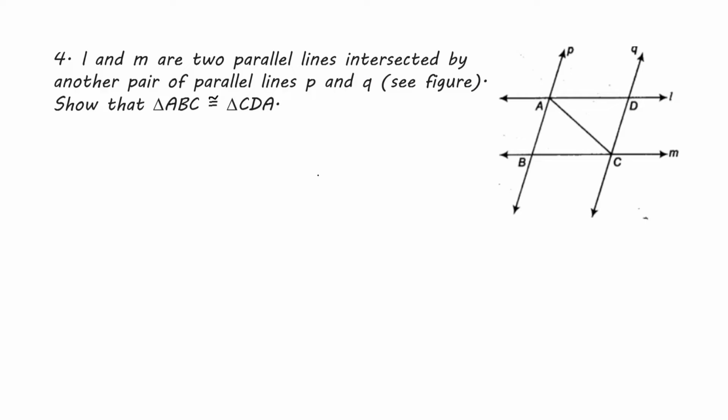Question number 4. L and M are two parallel lines intersected by another pair of parallel lines P and Q. Show that triangle ABC is congruent to triangle CDA. We need to prove that triangle ABC, which is this triangle, is congruent to triangle CDA, which is this triangle. How do we prove that these two triangles are congruent? Let's see.